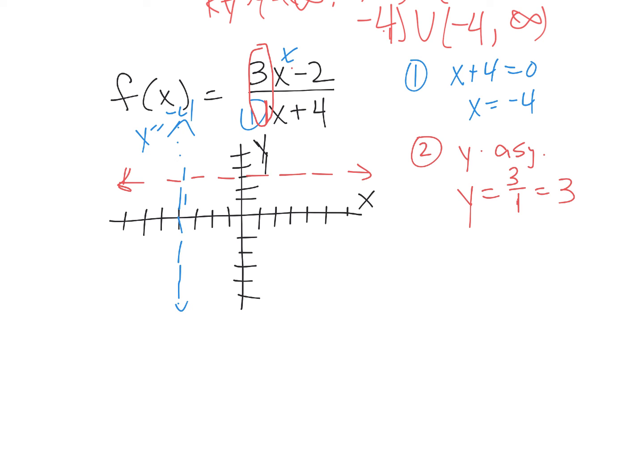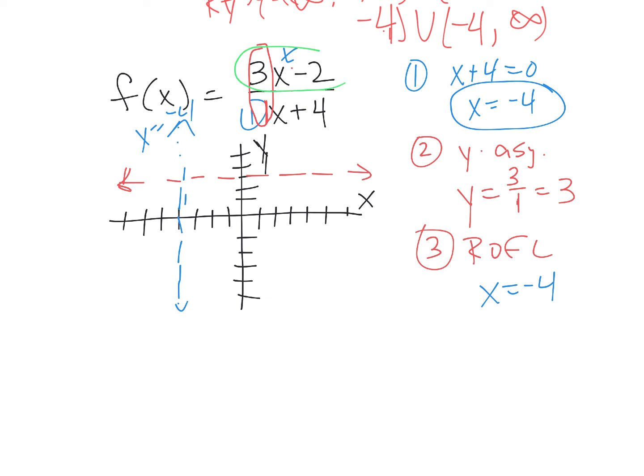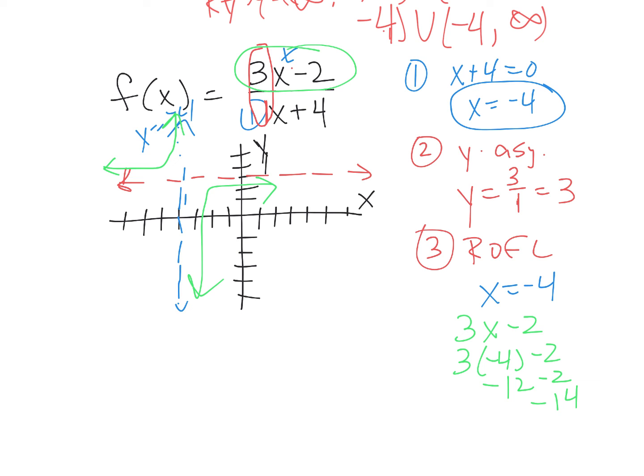So then once we do that, step 3 is we have to find that rate of change. Again, remember that's like your slope. And so what we're going to do is take this x value that we found for the asymptote, which is -4, and plug it back into the numerator. So we have 3x minus 2, and we replace that x with -4. So we have -12 minus 2, so we have -14. So our slope is now a reflection, and it goes in quadrants 2 and 4.